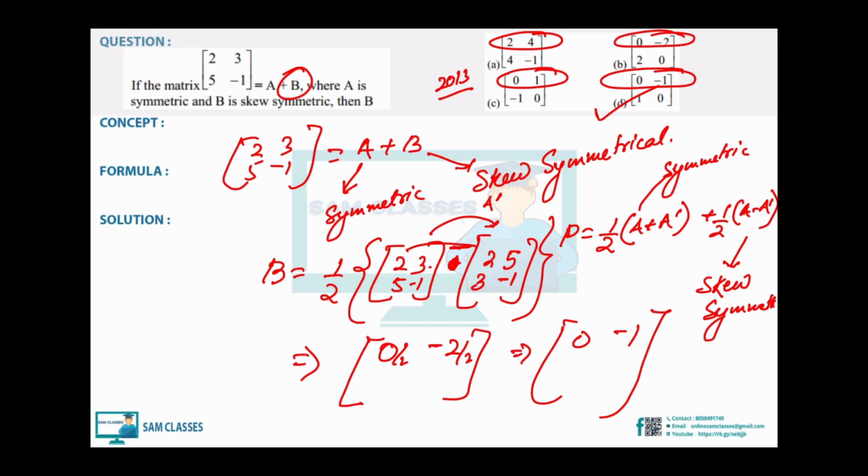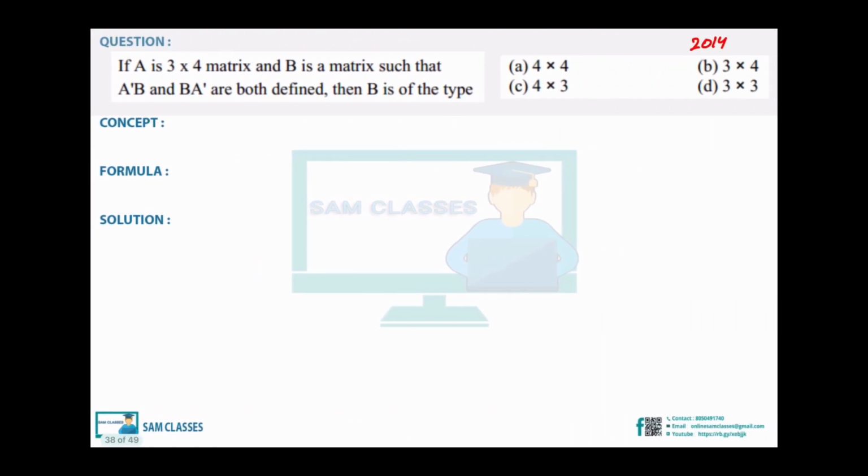Don't do it for all of it, okay. It will be time consuming. So the moment they say symmetric, you'll go for this. The moment they say skew symmetric, directly go half of A minus A transpose. That's it. Done. Coming to the next question, this is of 2014.